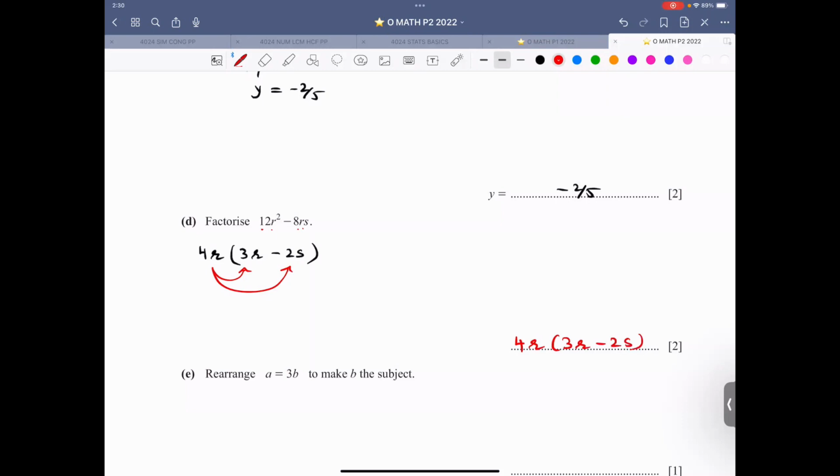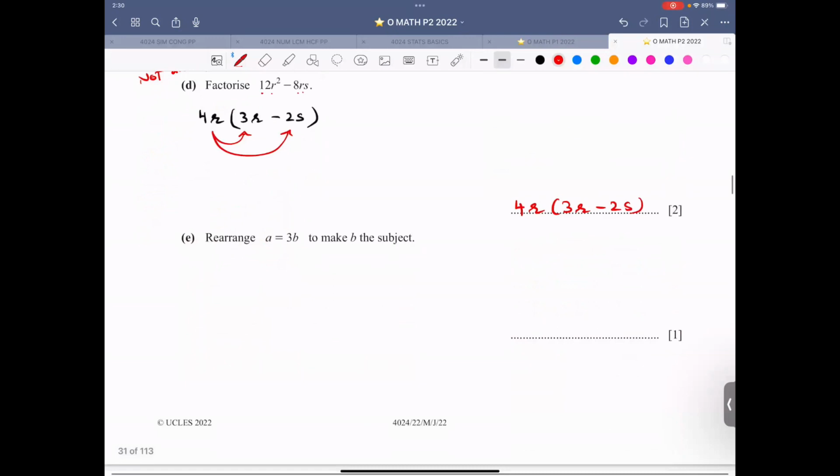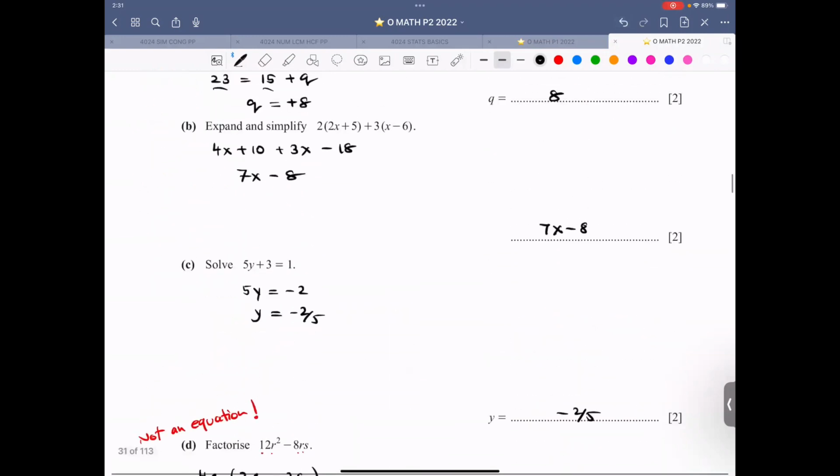Keep in mind, it's not an equation, because some people get excited and they try to make it equal to 0. So this is not an equation, it's just an expression. And I think this is too easy. Rearrange A is equal to 3B to make B the subject. So A divided by 3 equals B. So B is 1/3 A. This is 1/3 of A. So that is this question. That's done.